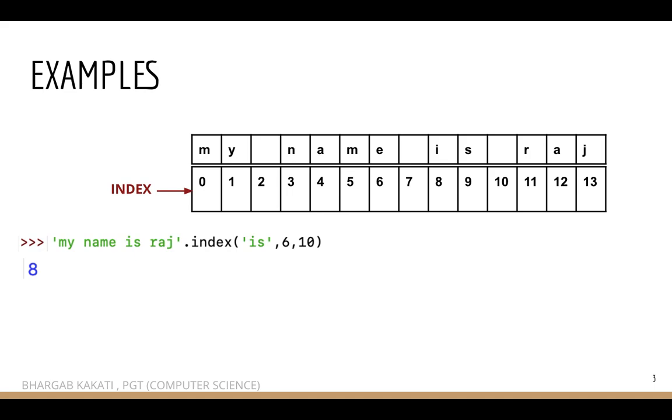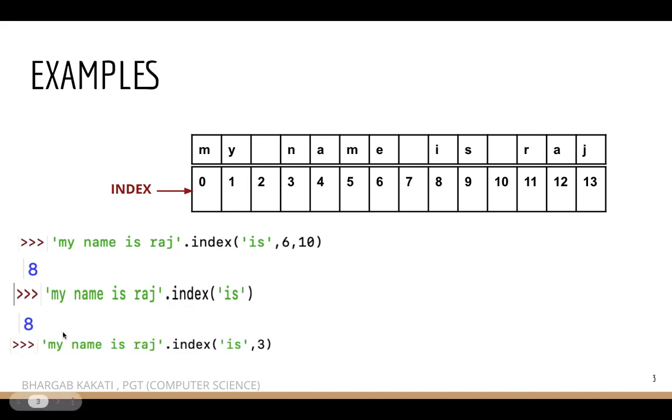Alright, let's take another example. If I write my name is Raj dot index and then within brackets I write is, here I have not specified any index. If I do not specify any index, it will scan the entire string starting from the left towards the right. And after scanning, will it find this particular substring? Yes, it will find it at index number 8. Therefore, it will return the result as 8.